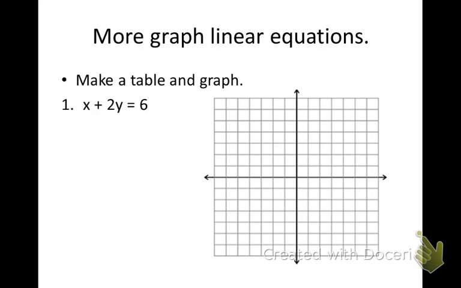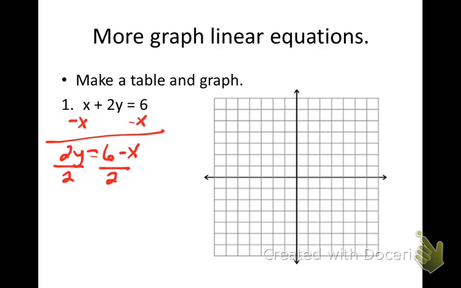So today we're going to graph more linear equations. Remember, our first step was to get it in the form y equals, and this is not in that form, so that's where we must first do that. So I want the y by itself, so I would need to subtract x from each side. Get 2y equals 6 minus x.